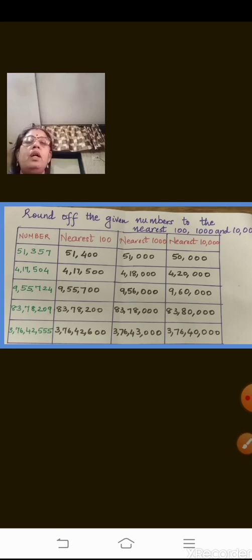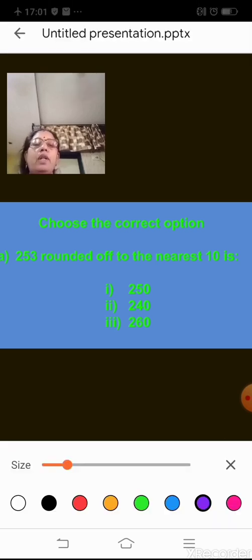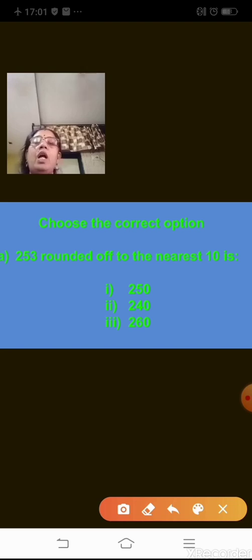Okay, now coming to the next one, choose the correct option. Here you have to tell me the answer. Now 253, you have to round up the number to the nearest 10. 10 means you will see the number in the ones place. So the ones place is 3, that means less than 5. So which is your correct option? Your answer is 2 will remain as it is, 5 also as it is, and in the ones place you will put a 0. So your option is 250.